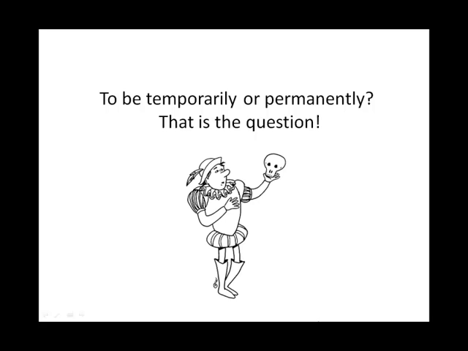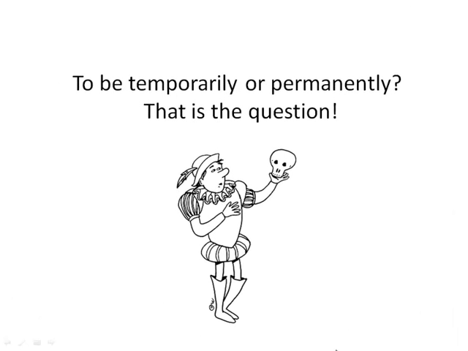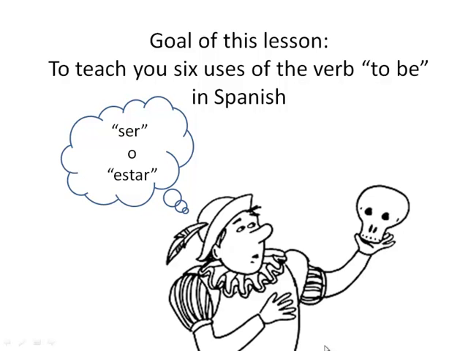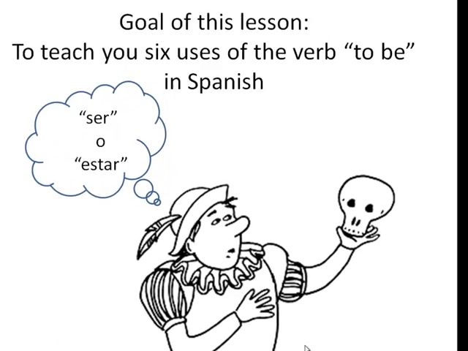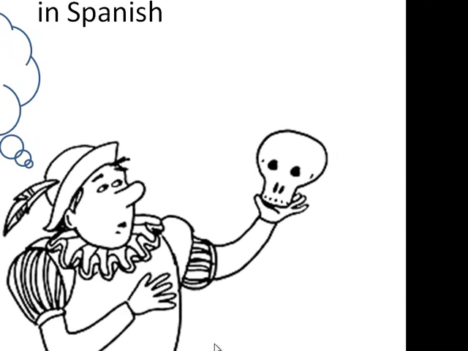And this lesson I'm going to give it to you in English just to make sure it's clear for everybody. And this is something that we've already done in class and we've already exercised, but it will serve as a review for those of you who would like it or need it. The goal of this lesson is to teach you the 6 uses of the verb to be in Spanish. Ser o estar.